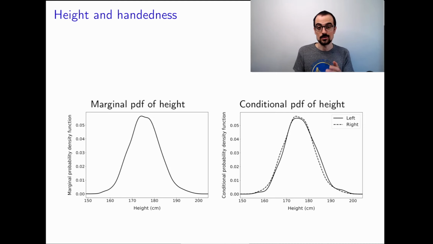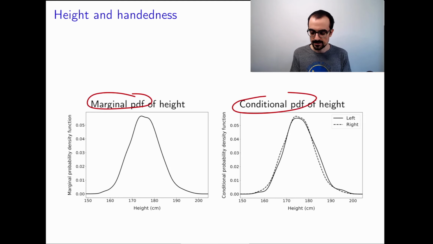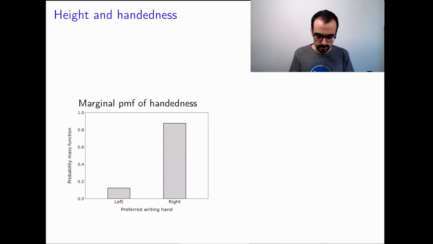And very quickly, what do you notice? You notice that they're the same. So the marginal PDF is the same as the two conditional PDFs. There are not that many people that are left-handed. Actually, I think about 15% of people are left-handed. So the data for the left-handed people is a little bit noisier, but still.